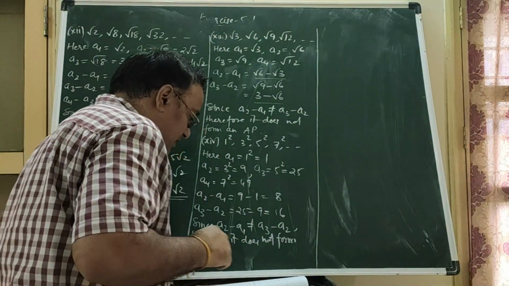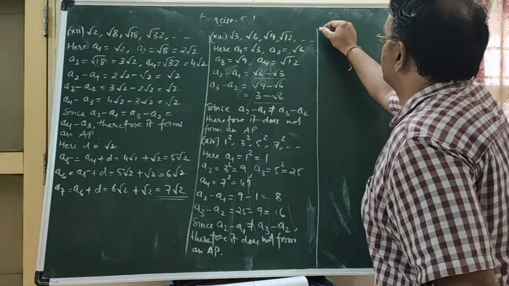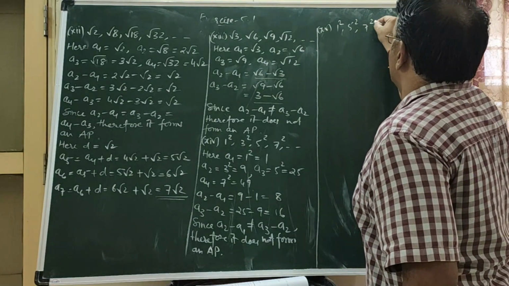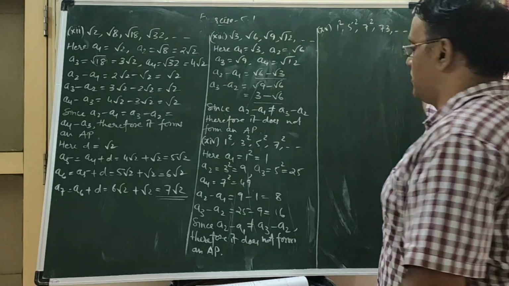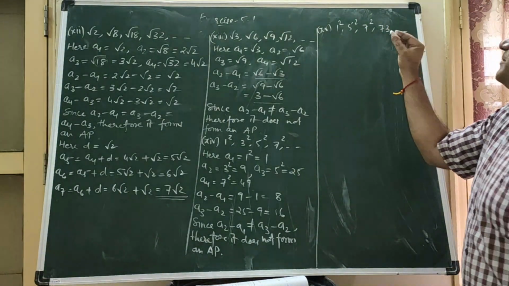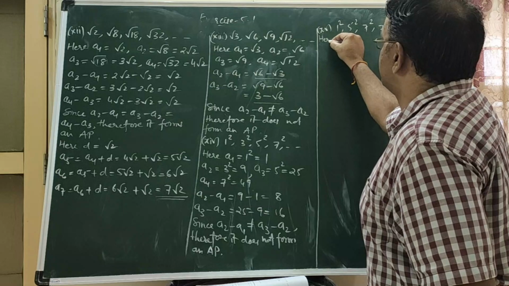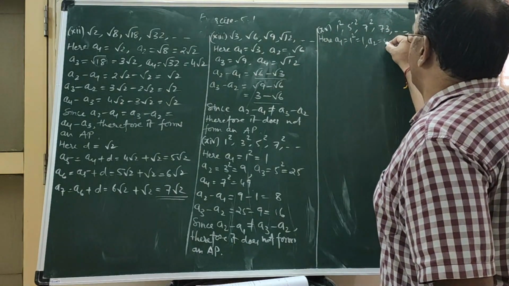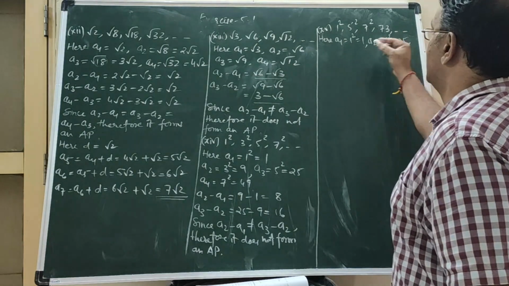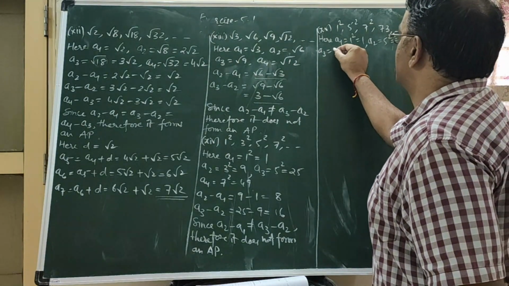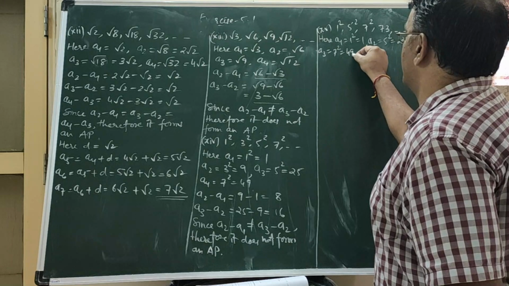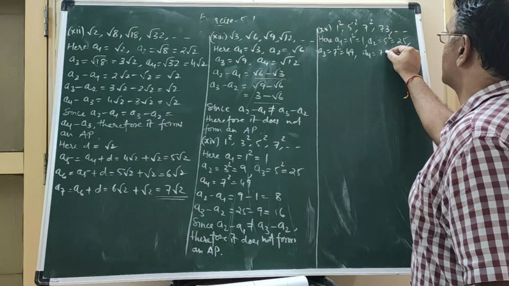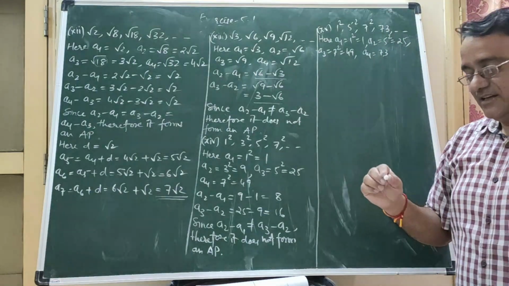1 square, 5 square, 7 square, 73, and so on. So what is the first term here? 1 square, that is 1. Second term 5 square, that is 25. And the third term 7 square, that is 49. And the fourth term 73. Now we'll find the difference.